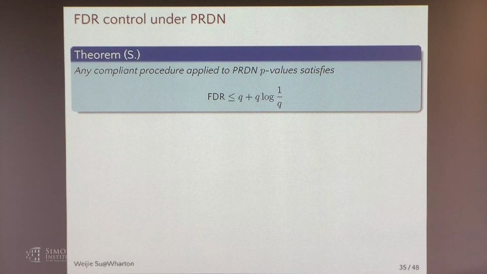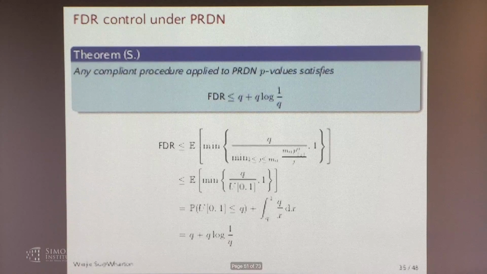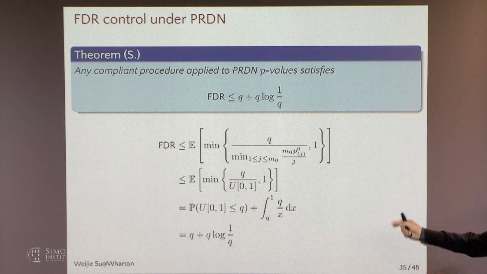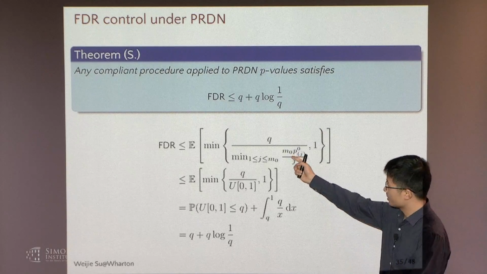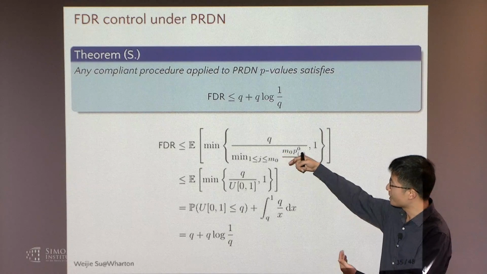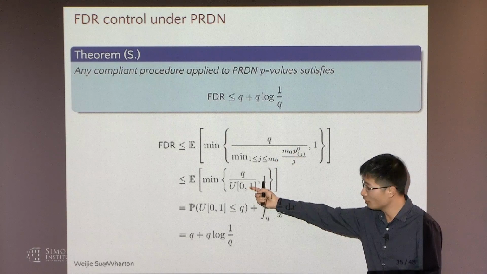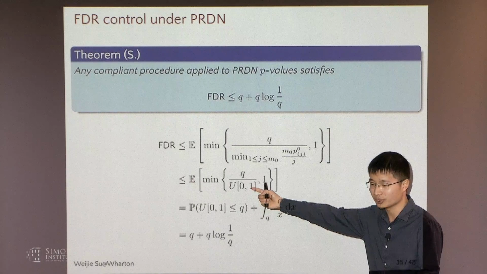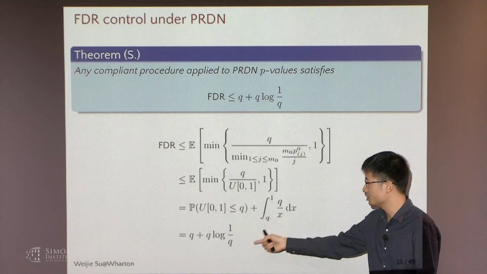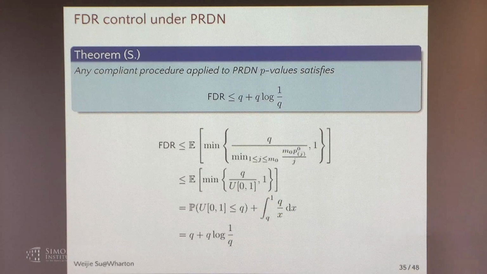Okay, so here is our theorem. We are saying that if a compliant procedure is applied to PRDN p-values, then FDR is controlled at this form. The proof is just several lines. First, this is the compliance condition. Second, we make this random variable larger by replacing it with the uniform, which is uniform between 0 and 1. Then, by integration, it looks like this. So this is nothing fancy.